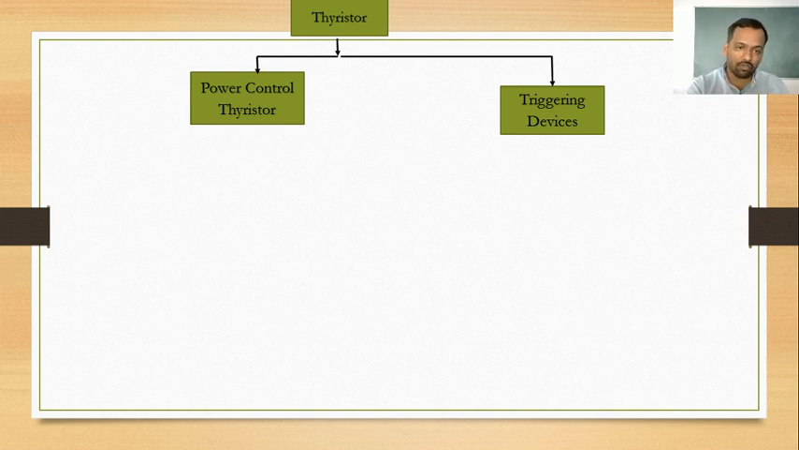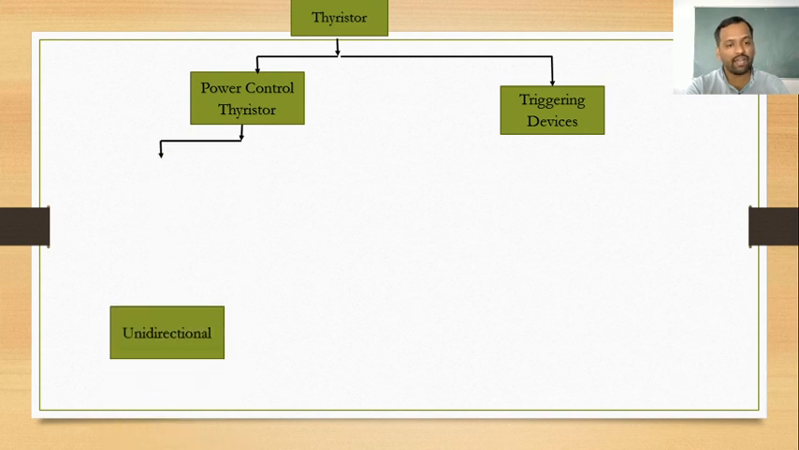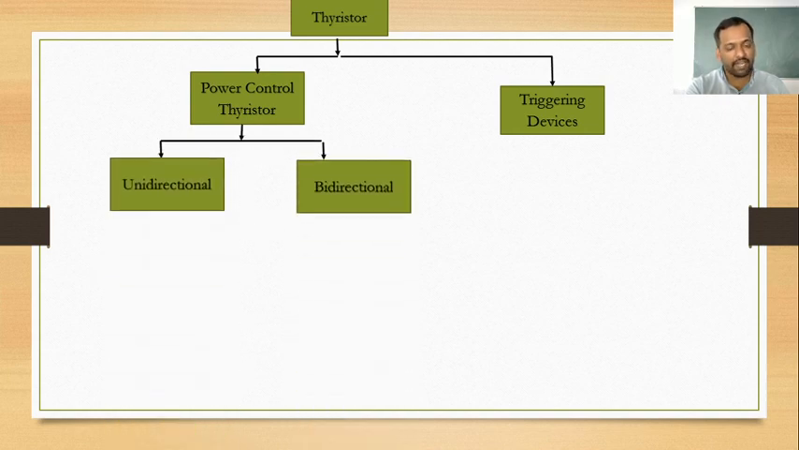These power control thyristors are further classified as unidirectional and bidirectional. What is meant by unidirectional and bidirectional? Unidirectional are the devices in which current flows only in one direction, and bidirectional means these are the devices in which current will flow in both directions. That is, some power control thyristors are unidirectional, some are bidirectional.